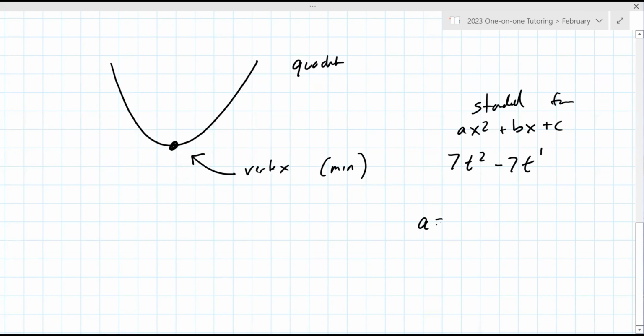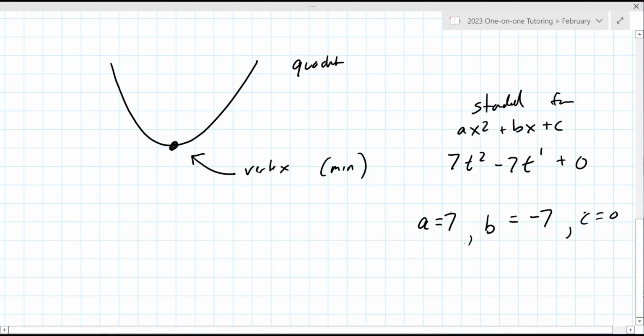Can you tell me the value of a, the coefficient in front of the variable here, in front of t squared? Just the coefficient, just the number out in front. Oh, 7. And then b is the number in front of x, which in our problem is the number in front of t, and it takes on the sign. What would that be? That's just -7. Good. And then the c value, there's nothing here, so c is actually equal to 0.